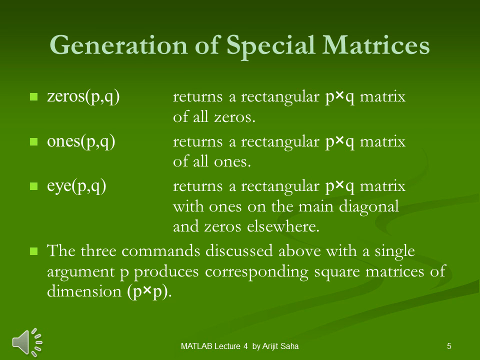We want to generate some special matrices: zeros, ones, eye. zeros(P,Q) will return a rectangular matrix P cross Q of all zeros. Similarly, ones(P,Q) will return a rectangular matrix P cross Q of all ones. eye(P,Q) will return a rectangular matrix P cross Q with ones on the main diagonal and zeros elsewhere. The three commands discussed above with a single argument P produce corresponding square matrices of dimension P cross P.